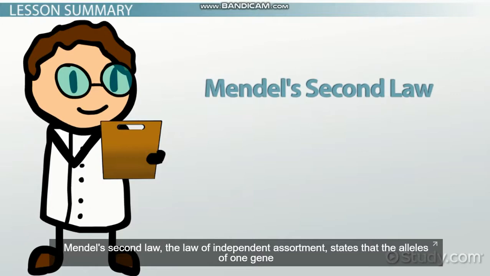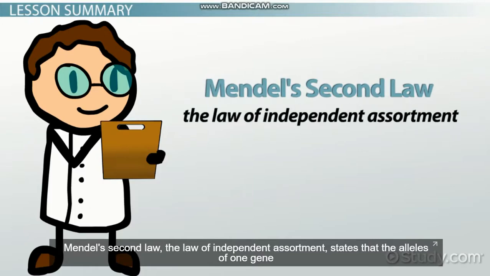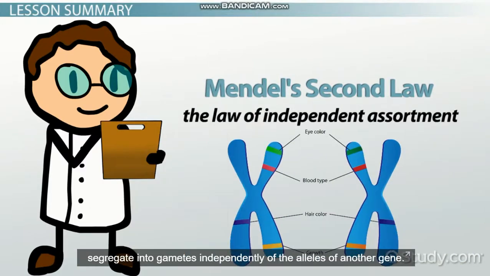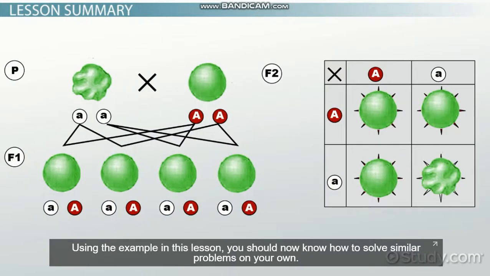Mendel's second law, the law of independent assortment, states that the alleles of one gene segregate into gametes independently of the alleles of another gene. Using the example in this lesson, you should now know how to solve similar problems on your own.